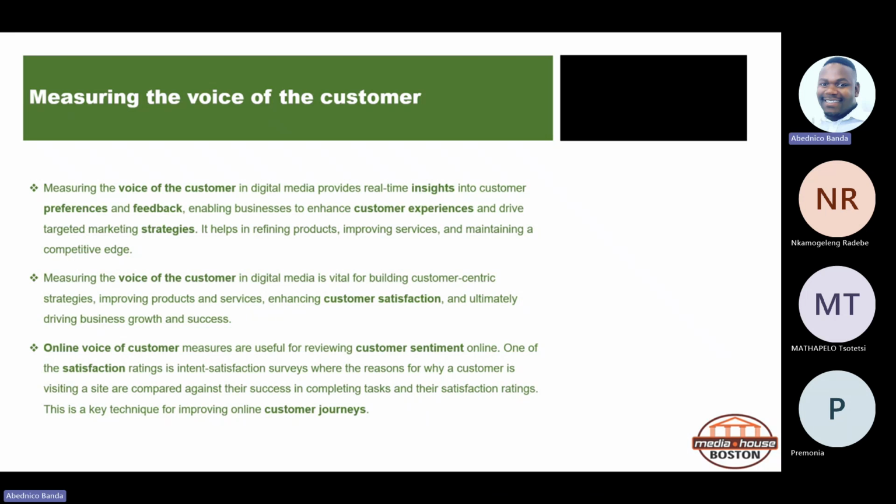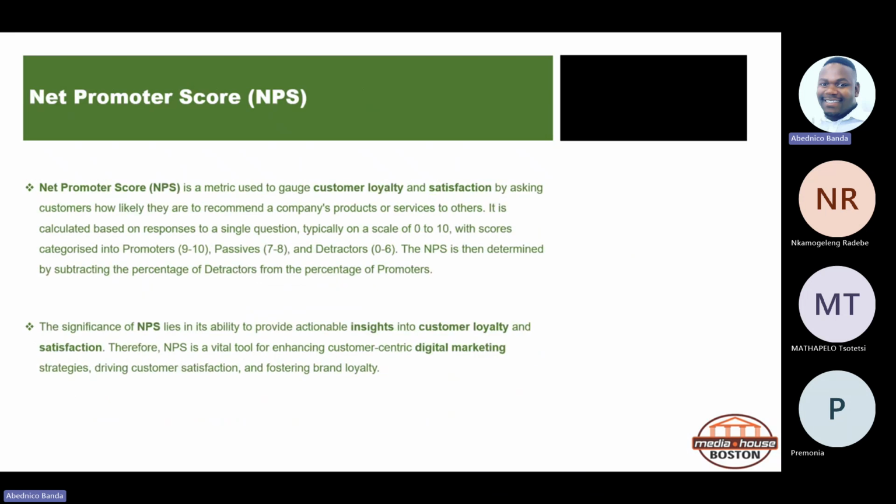One of the satisfaction ratings is intent satisfaction surveys, where the reasons for why a customer is visiting a site are compared against their success in completing tasks and their satisfaction ratings. This is a key technique for improving online customer journeys.